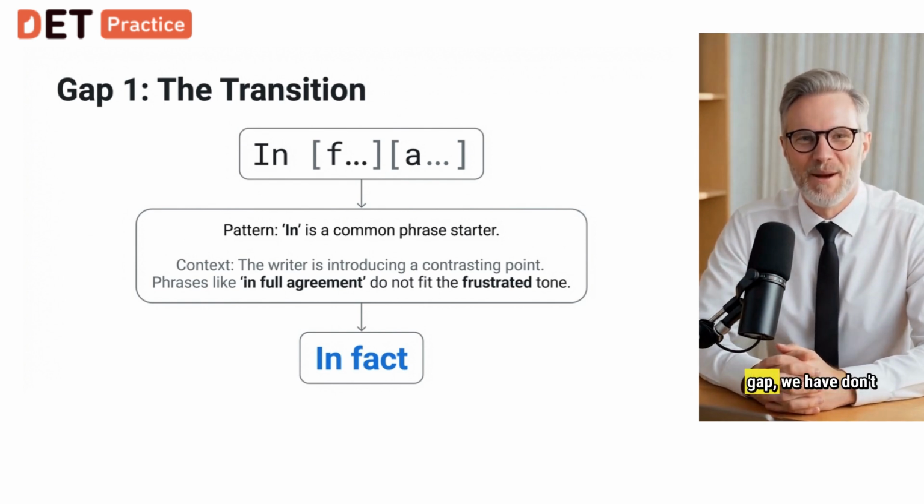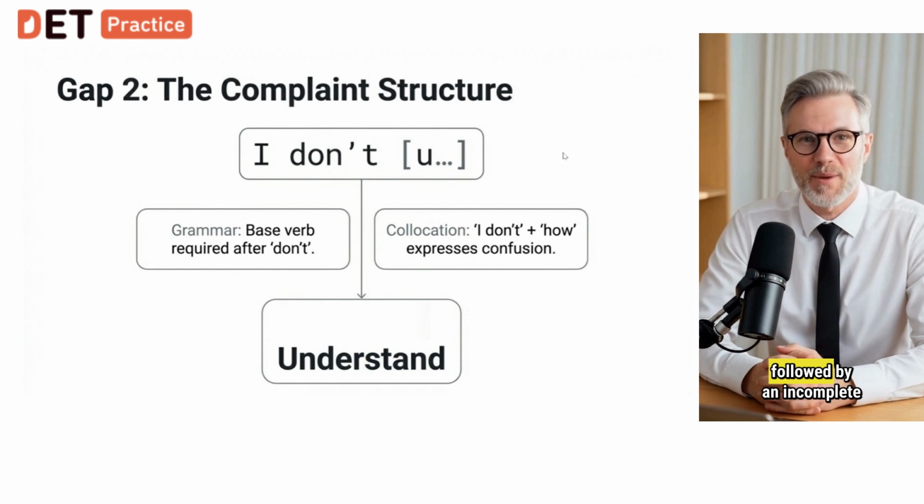Moving to the second gap, we have don't followed by an incomplete word. The answer is understand. After the word don't, we need a base verb, and the letter pattern perfectly matches understand. The context gives us a huge clue, too. The phrase I don't followed by how is a classic complaint structure in English. The speaker is confused and frustrated, so understand fits perfectly. Plus, don't understand how is a very natural collocation in English.